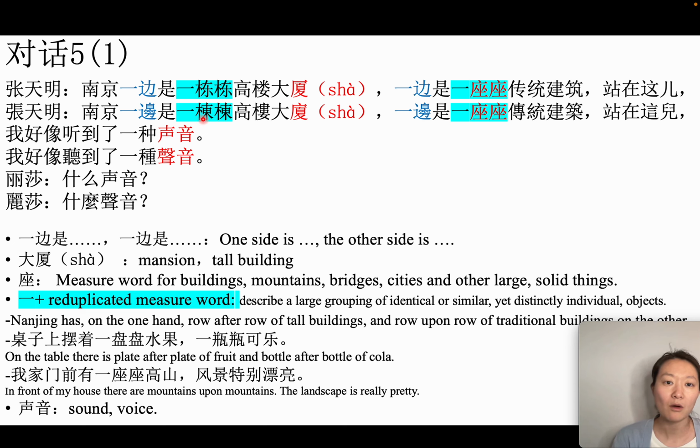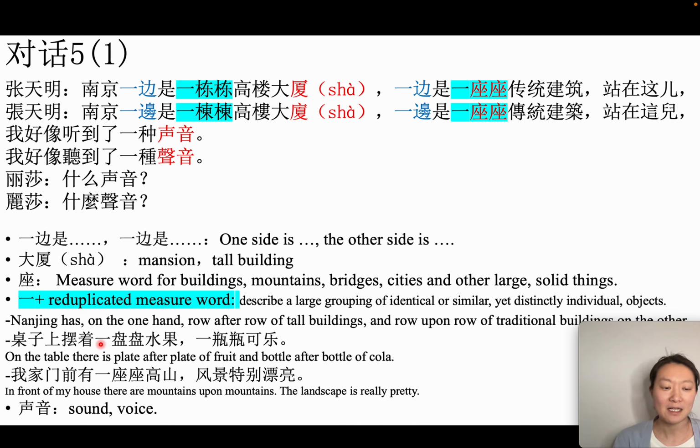Okay, now, why do we reduplicate the measure word? If it is 一栋高楼大厦, it is just one building. 一座建筑, it is just one architecture, but it's not. Based on this context, you know that it means Nanjing has, on the one hand, row after row of tall buildings, and row upon row of traditional buildings on the other side. So here, 一 plus a reduplicated measure word, for example, 一栋栋 or 一座座, describes a large grouping of identical or similar, yet distinctly individual objects. There are two examples here.